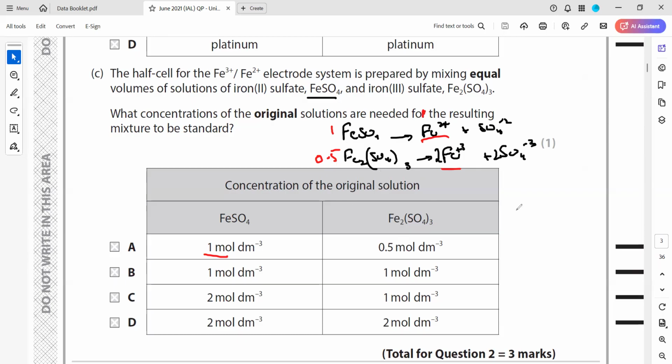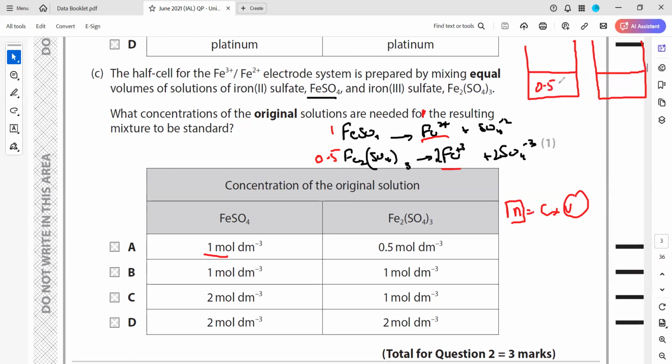And remember one thing, the moles equal concentration times the volume. We are mixing equal volumes, the same volume of each, so I want the same number of moles. If I mix the same volume of two solutions, like let's say I took 10 cm cube of each, I need the same number of moles of these two solutions as well.